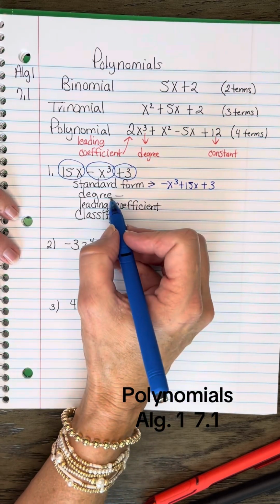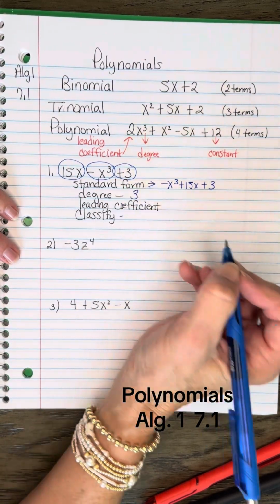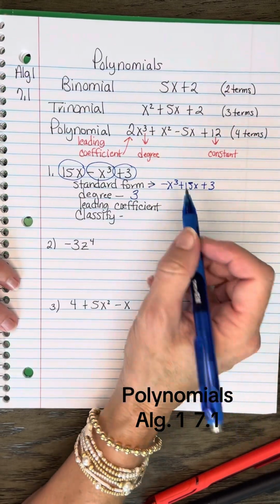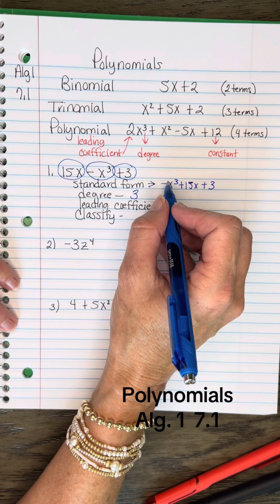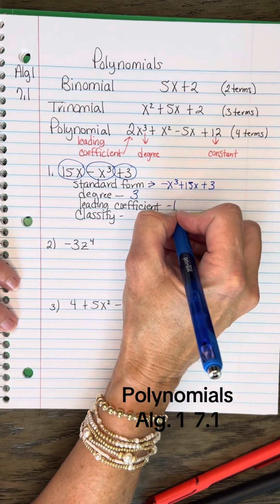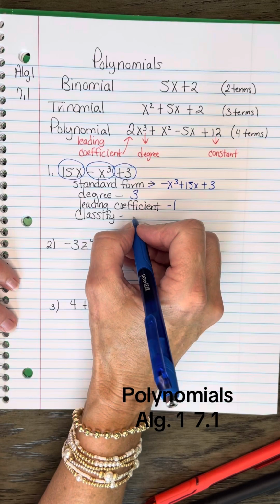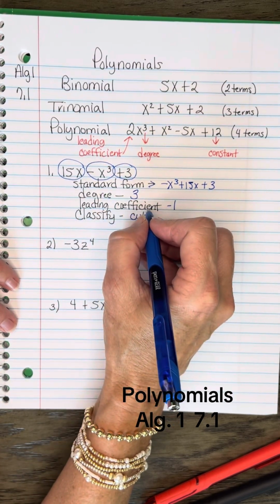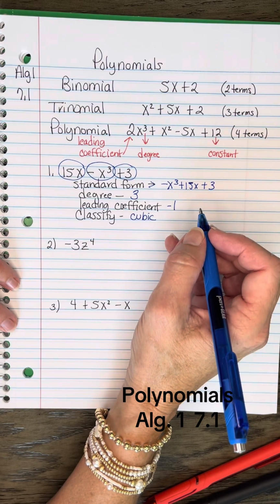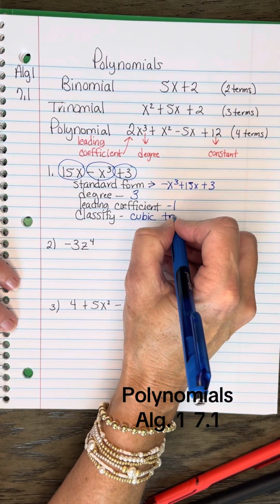Okay, so the degree, 3 or 1 or 0, the degree will be 3. This will be considered a cubic. The leading coefficient is the number in front of x cubed, so that would be -1. And if I classified it, I would say it was a cubic, looking at the degree. And it is a cubic trinomial because there are 3 parts.